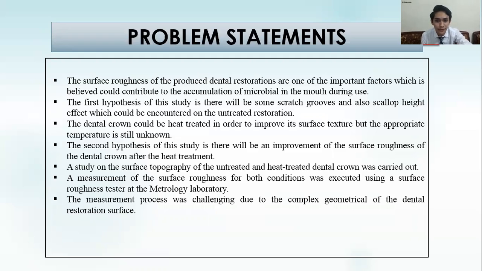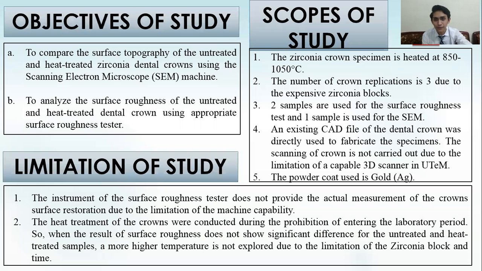A study on the surface topography of the untreated and heat-treated dental crown was carried out. The measurement process was challenging due to the complex geometry of the dental restoration surface. The first objective of my study is to compare the surface topography of the untreated and heat-treated zirconia dental crowns using the scanning electron microscope machine. The second is to analyze the surface roughness of the untreated and heat-treated dental crown using an appropriate surface roughness tester.